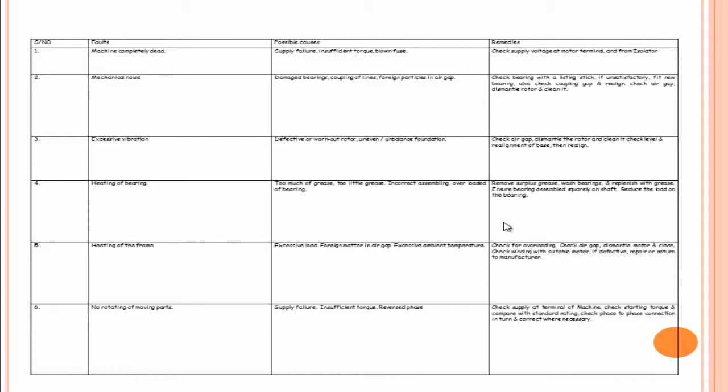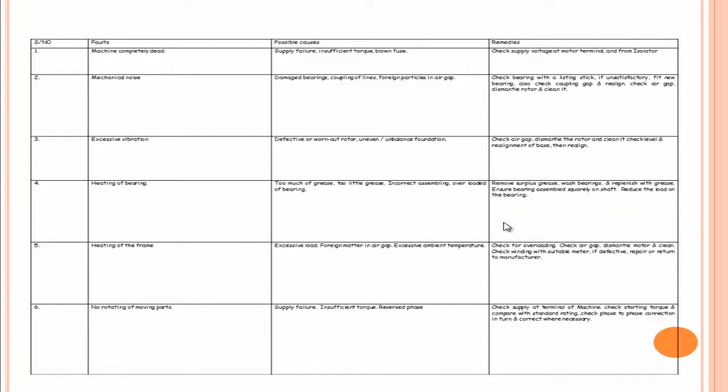Now, another fault, the second one here, is the issue of mechanical noise. The possible causes include damaged bearings, coupling misalignment, foreign particles in the air gap, and so on. Now, the likely remedies are to check the bearing with a listening stick. If it is unsatisfactory, then you fit a new bearing. You can also check the coupling gap and realign. Check the air gap, dismantle the rotor, and clean it.